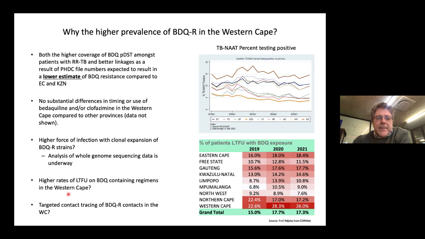I think there are some other ideas, that perhaps as a result of higher loss to follow-up rates on bedaquiline-containing regimens in the Western Cape, and the table on the bottom right from EDR Web, from Prof. Njeka, does suggest that perhaps the Western Cape might have a slightly higher loss to follow-up rate compared to other provinces on patients with bedaquiline exposure. And then lastly, it's possible that the Western Cape is conducting better targeted contact tracing of bedaquiline-resistant contacts, and therefore identifying more contacts of bedaquiline-resistant cases for bedaquiline PDST testing.